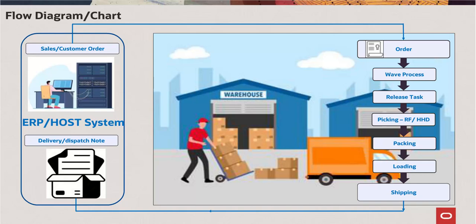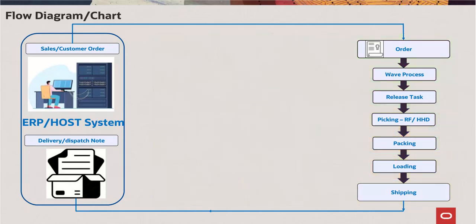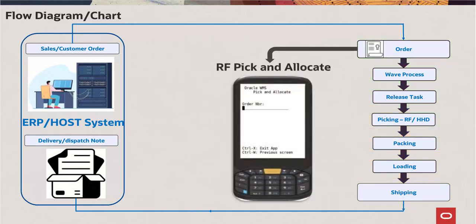Imagine if you want to perform direct picking by skipping the processes like wave allocation and tasks. Here, the pick and allocate option allows you to achieve this. Order is the reference for pick and allocate. Pick and allocate updates the warehouse inventory.